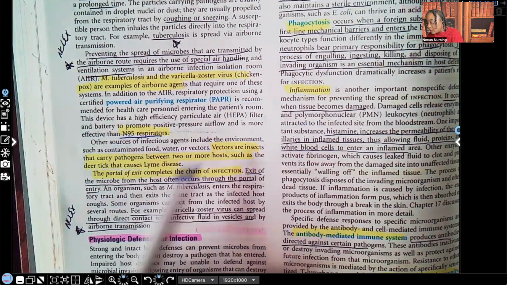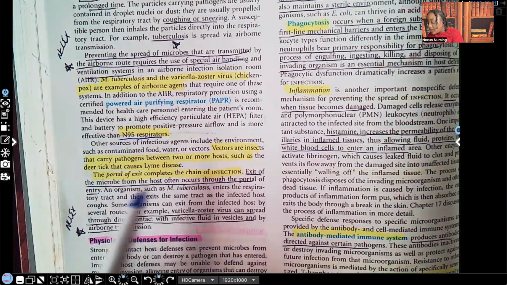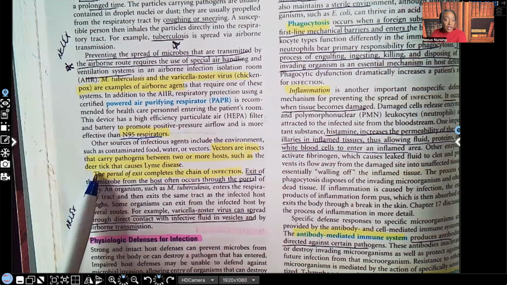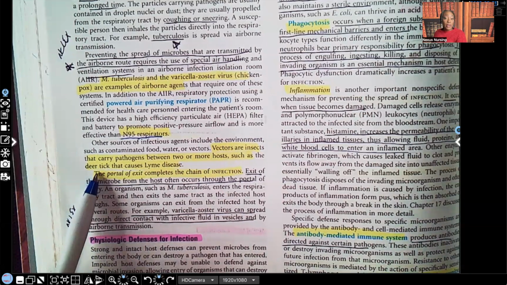Vectors are insects that carry pathogens between 2 or more hosts, such as the deer tick that causes Lyme disease. So vectors can be a mosquito that carries bloodborne pathogens. Okay, so vectors are animals, they're insects that carry infections.